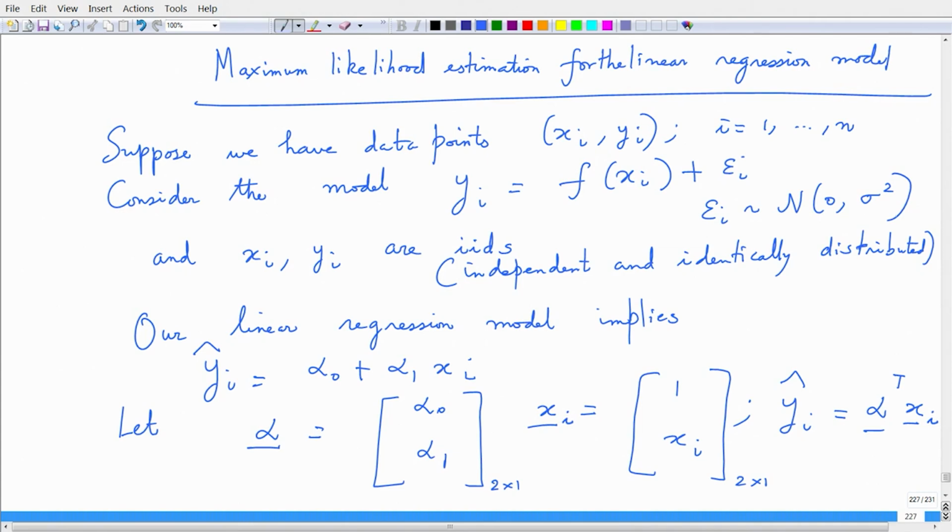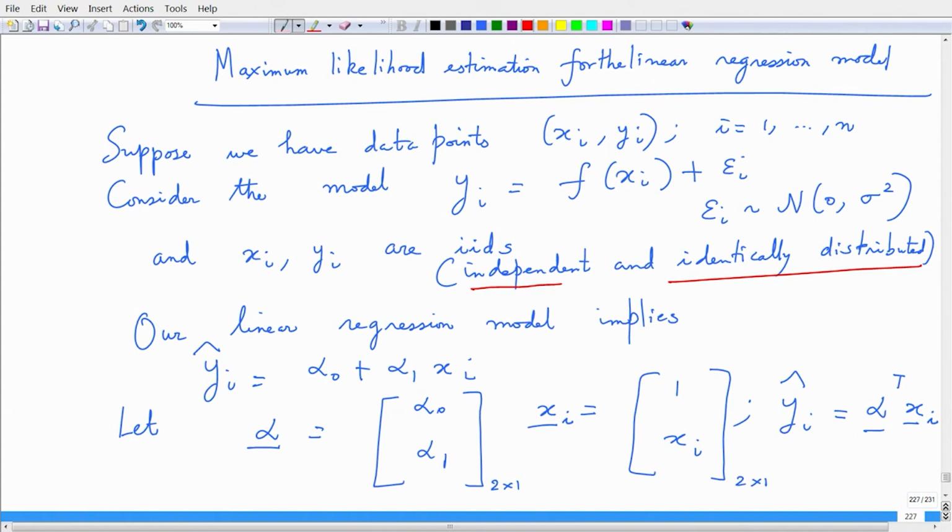We assume that xi and yi are IID random variables, that means they are independent and identically distributed random variables. Our linear regression model implies that the estimate of y, which is yi hat, is alpha naught plus alpha 1 xi. So, given the data point xi, my estimate of yi is given by yi hat according to this linear relationship.